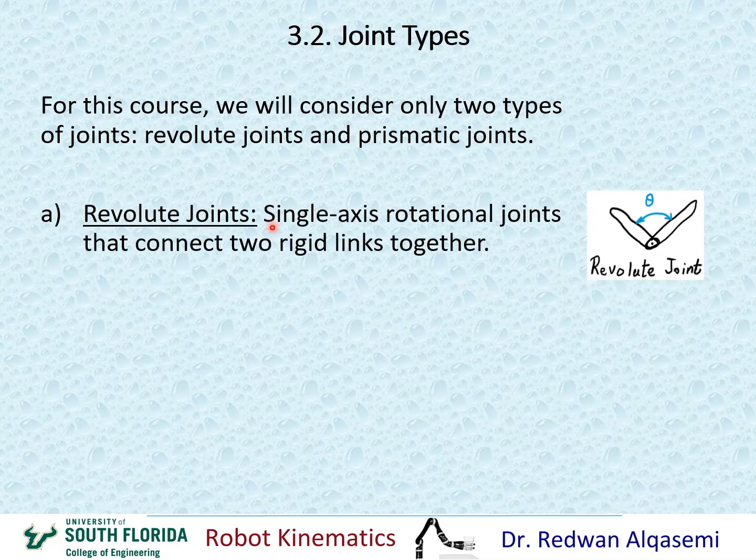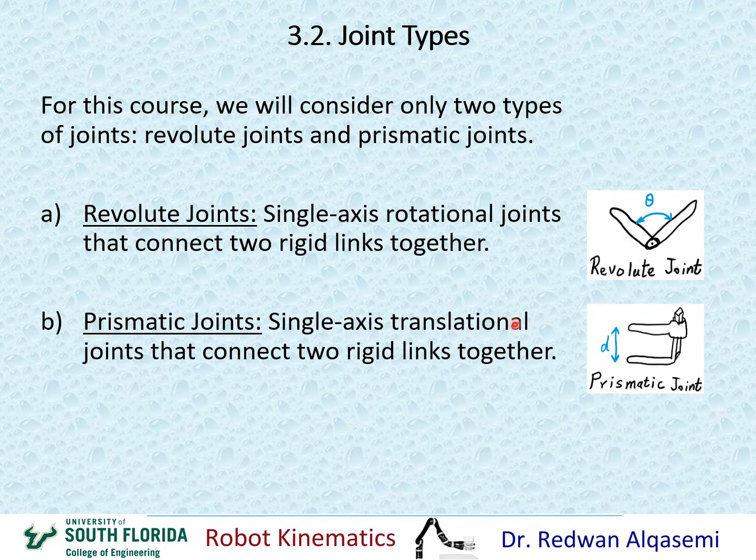Revolute joints are considered in this application a single axis rotational joint. We're not going to look at multi-axis rotational joints, only single axis rotational joints. These connect two rigid bodies, or two rigid links, together. As we can see here, if we have rigid body 1 and rigid body 2, we call them links. They're connected with a revolute joint that rotates about a single axis. We call this a revolute joint, and the joint value is theta.